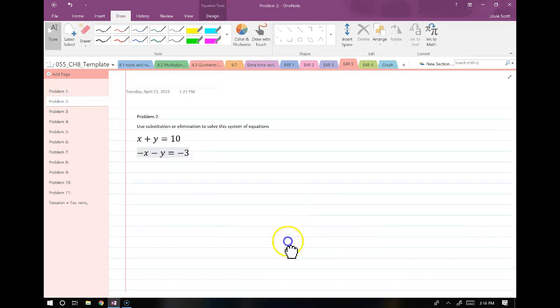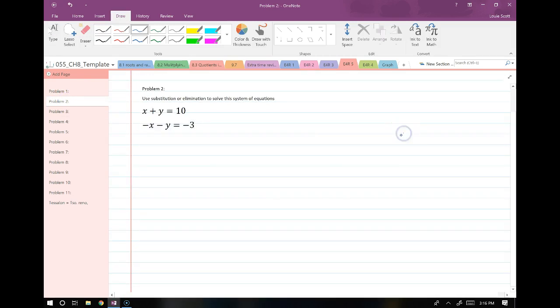All right. So this one, we're asked to use substitution or elimination to solve this system of equations. This is kind of a little bit of a weird example. Substitution doesn't work. Why not? Because when you put in 10 minus x next to the y, it's a negative 1 essentially, right? And then the x becomes a positive x, and then you put that on top of the negative x, and then you have no more x. And so what do you get in the very last line? What does it tell you? It's negative 10 equals negative 3. Is that ever true? No. No solutions.